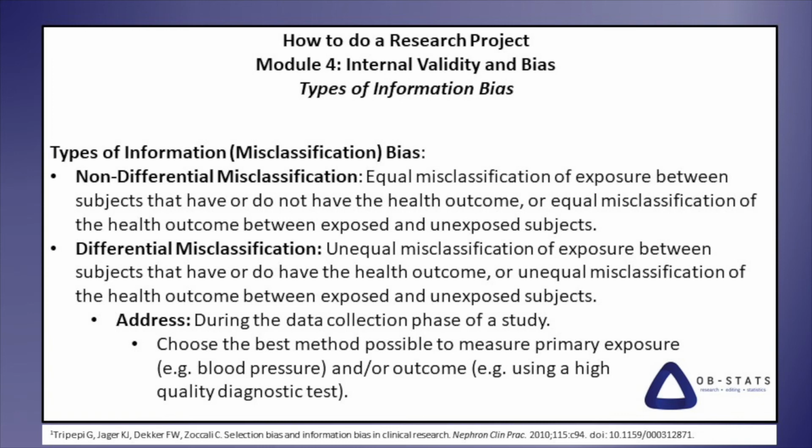Differential misclassification. Differential misclassification occurs with the unequal misclassification of exposure between subjects that have or do not have the health outcome, or unequal misclassification of the health outcome between exposed and unexposed subjects. Differential misclassification bias is best addressed during the data collection phase of a study by choosing the best possible method to measure primary exposure, e.g. blood pressure, and/or outcome, such as using a high-quality diagnostic test.